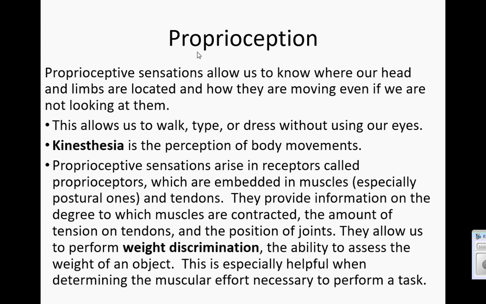The receptors involved are collectively called proprioceptors, and they are known as muscle spindles in our muscles. We've talked about those before. Tendon organs, or Golgi tendon organs, in our tendons. We've also talked about those before.